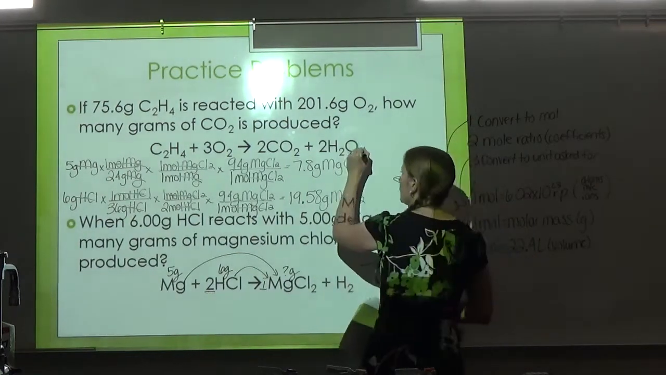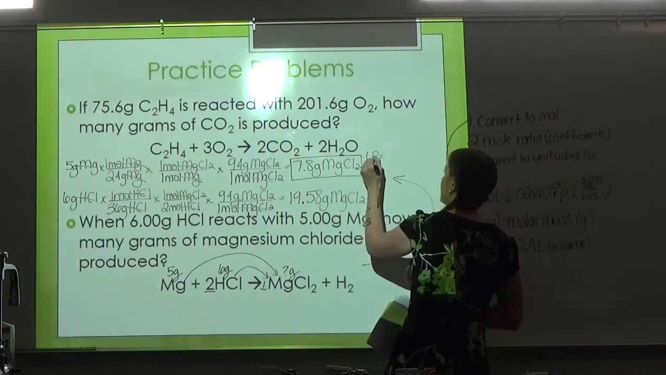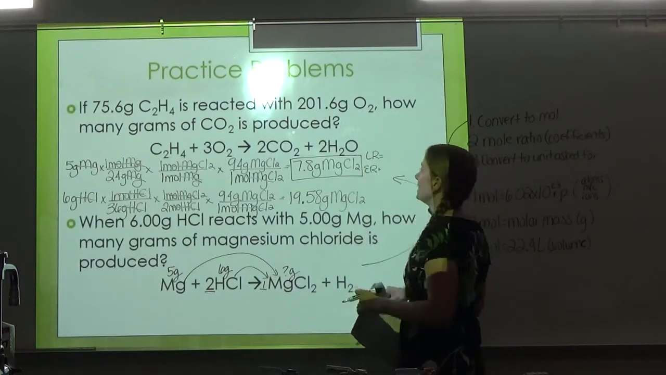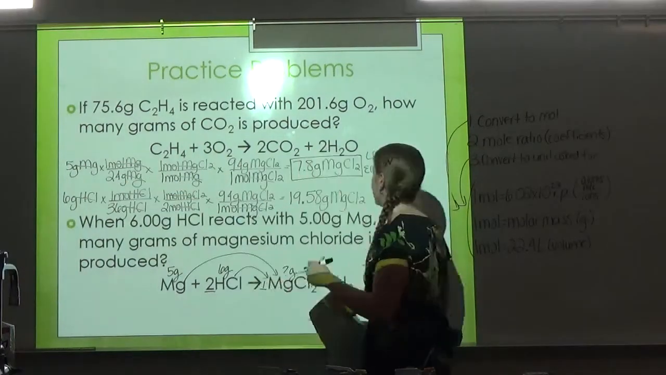So how much am I going to create in reality? Well, I'm going to pick the lower of the two. So it's 7.8 grams. And then, like I said, if it asks you for limiting and excess, limiting made the lower amount. So limiting would be magnesium.